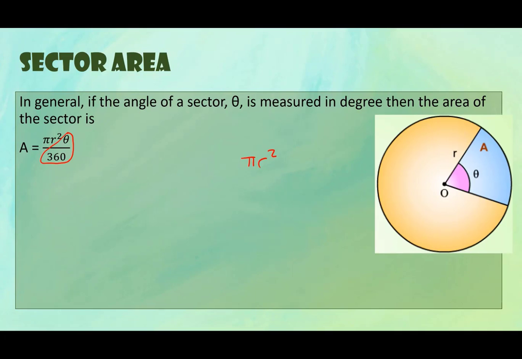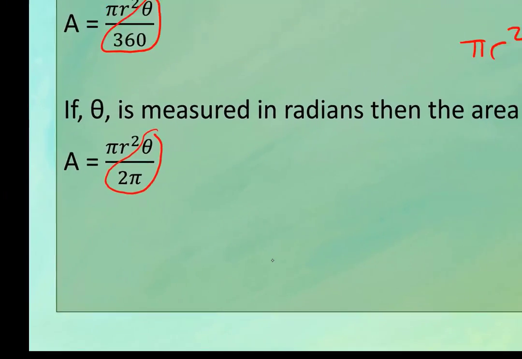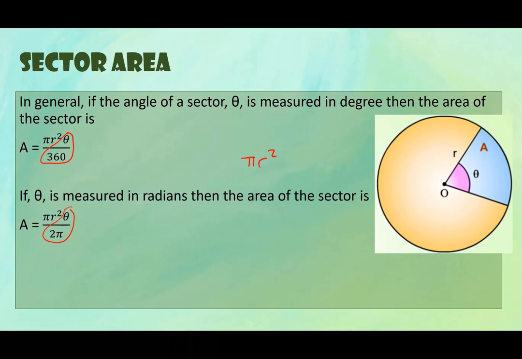Okay, so if we are measuring it in radians, then the area of the sector is pi r squared theta divided by 2 pi. Again, we have our pi r squared theta. The only thing here is you can actually reduce this to be r squared theta over 2, because these pi's can cancel out. Again, you don't need to have the simplified version, but sometimes it is good to know that this is equal, just in case you need to find something specific.